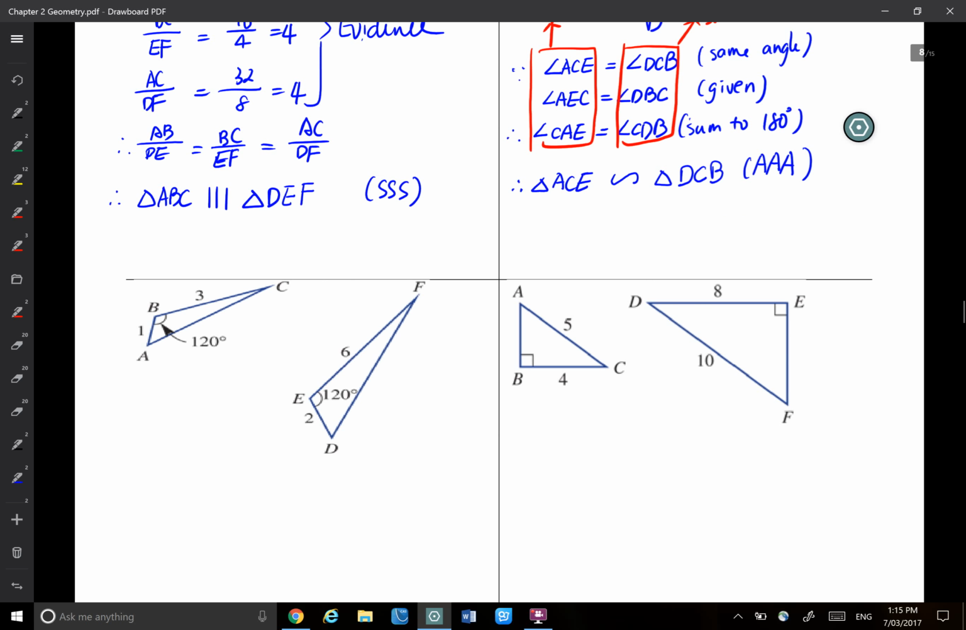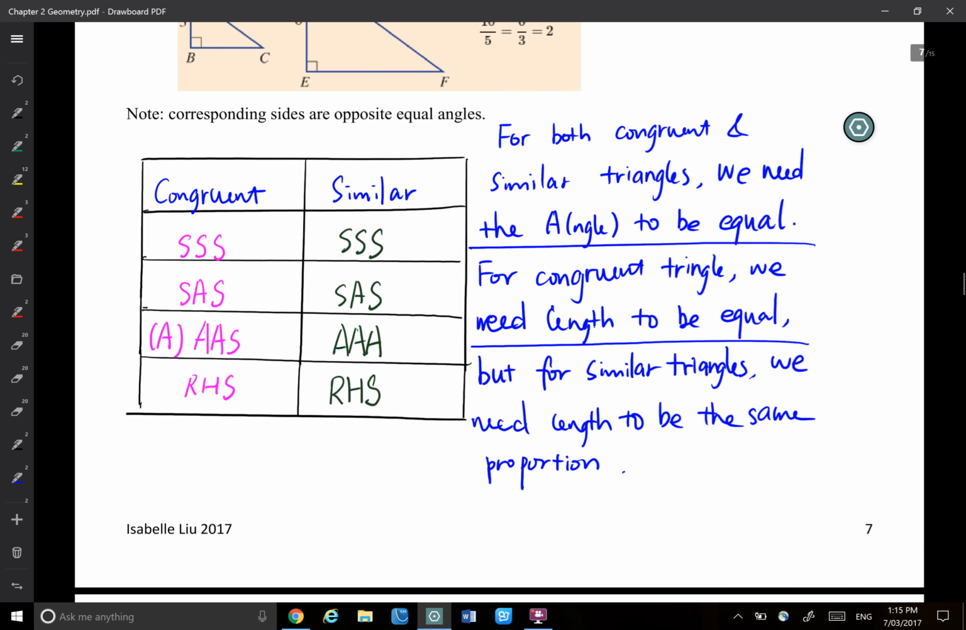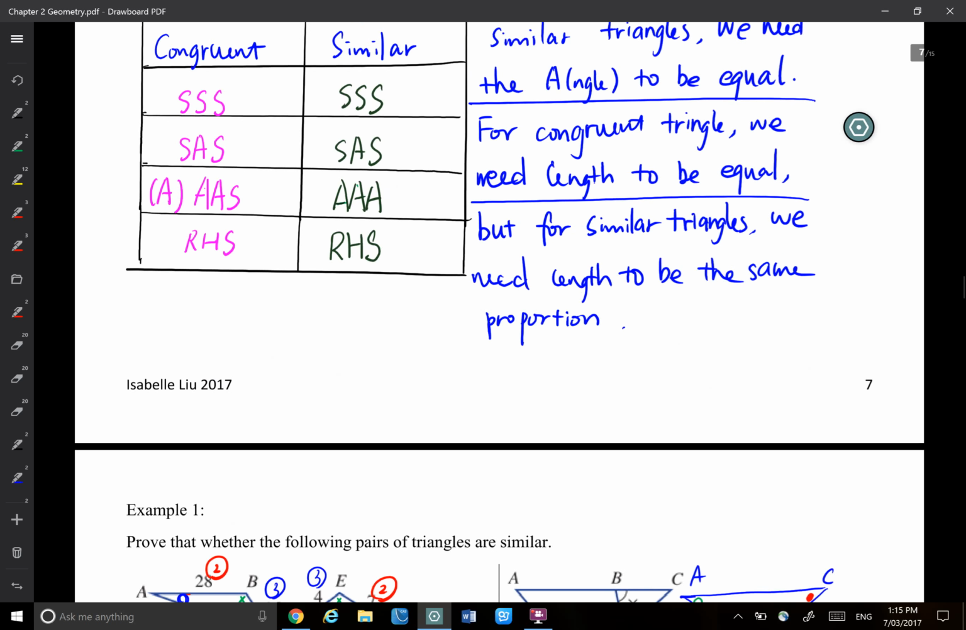I'm not going to revise that. Revise a little bit. So we have 4 rules for congruent triangles, and we have 4 ways to prove similar triangles, and they are all in pairs. They are pretty much using the similar information.